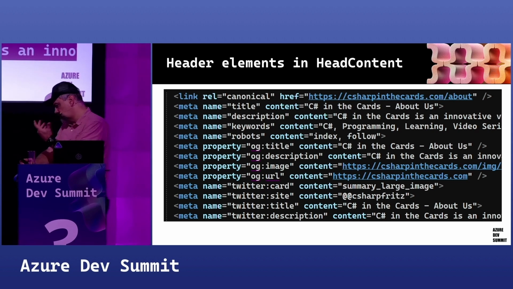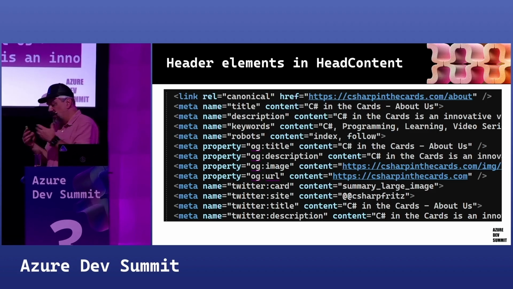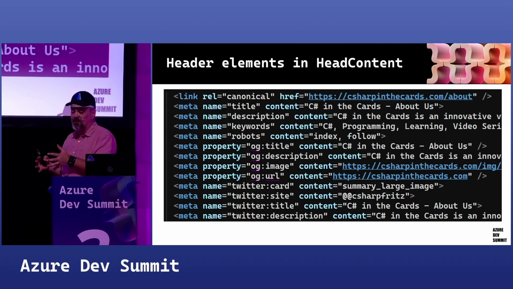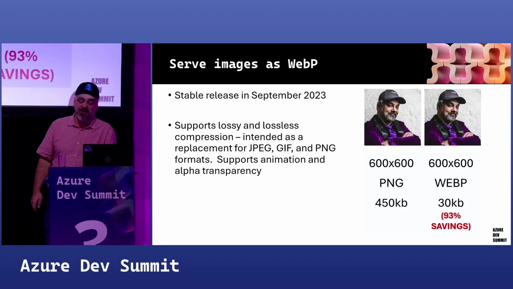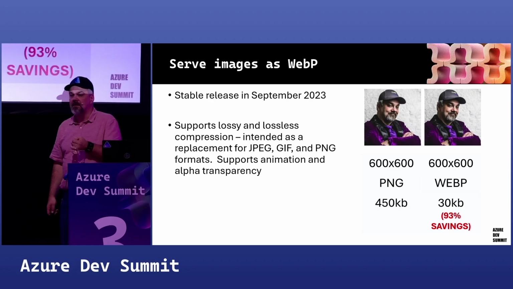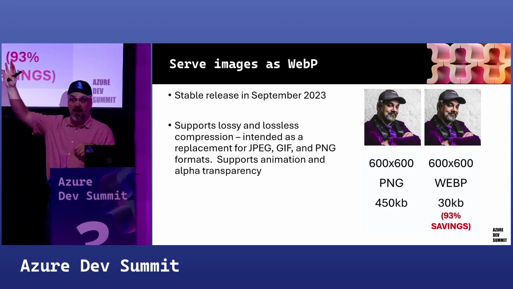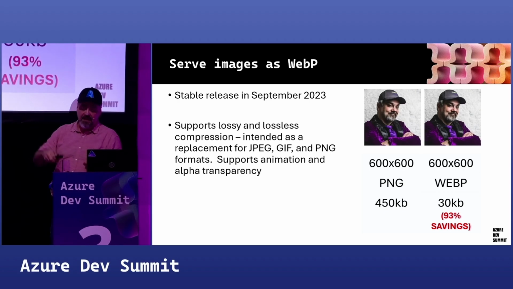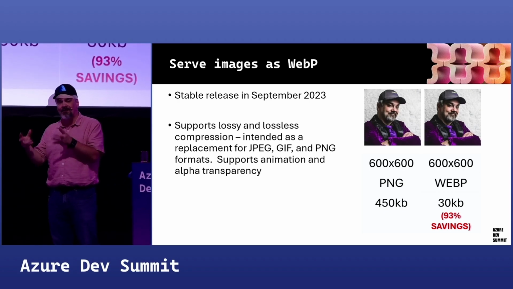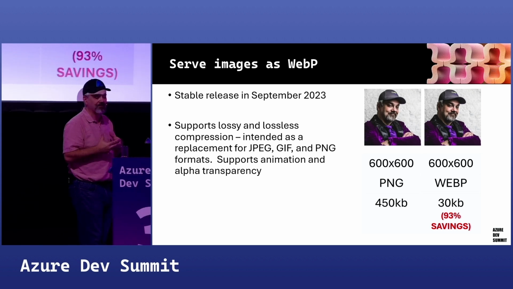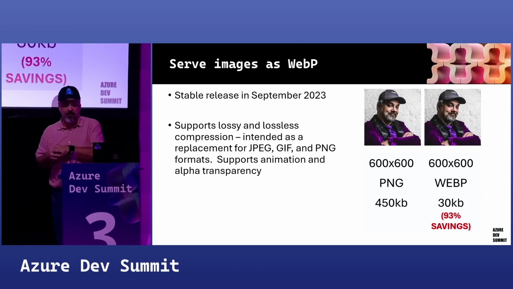Now, the images, the content that we're presenting here, we want to make sure that they're as small and fast as possible, and that takes me into the next tip: serving images as WebP format. Have you seen the WebP format? Has anybody not seen WebP? Okay, here's the deal. WebP is an image format that folks at Google were iterating on, and they got to a stable release of this image format in September 2023.